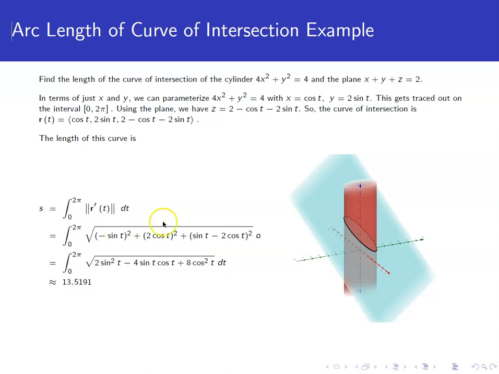So probably the easier piece of this to parameterize is the 4x squared plus y squared equals 4. If we plug in cosine of t for x and 2 sine of t in for y, we get a parameterization of that ellipse. And then using the x and y in terms of t, we can figure out what z is. So in this case, the z will be 2 minus cosine t minus 2 sine t.